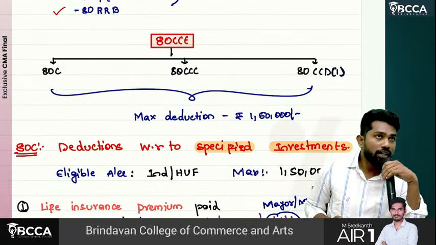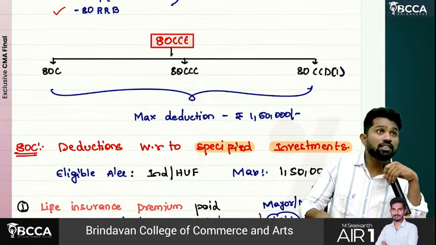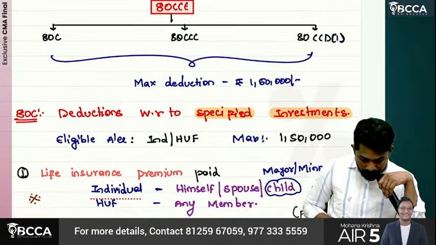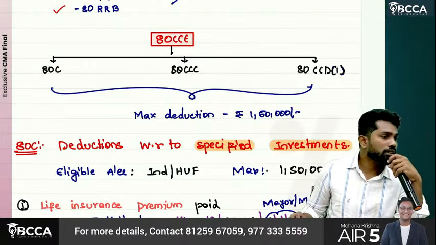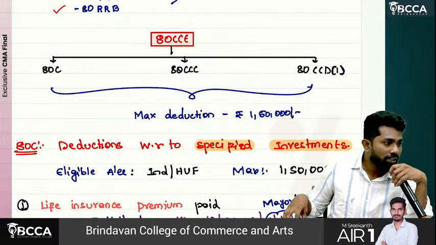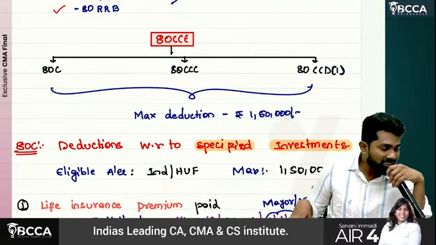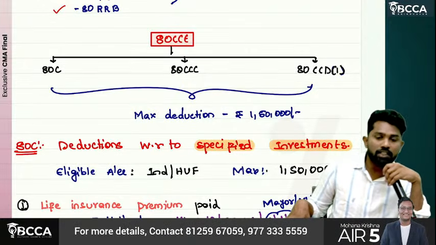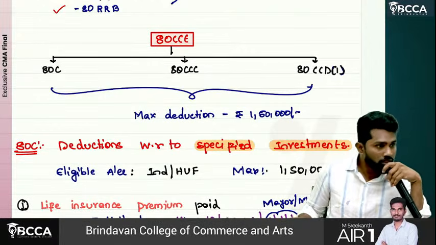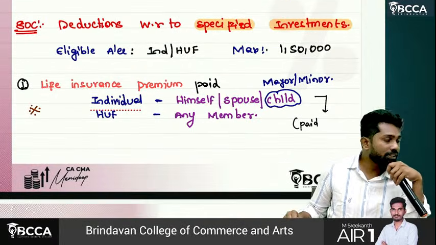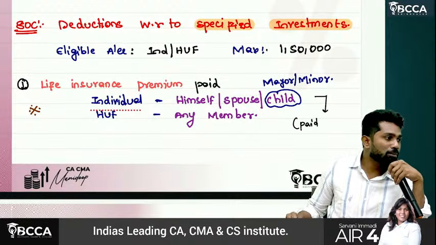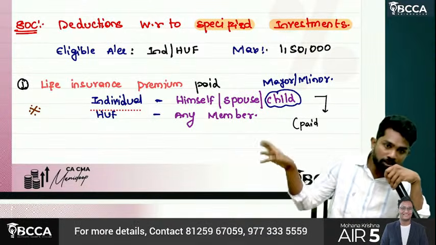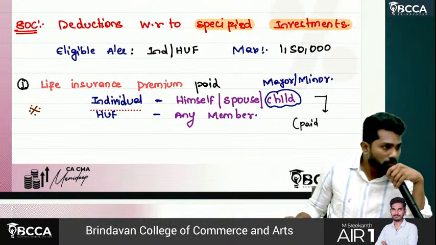Then 80CCE. What does 80CCE say, sir? 80CCE gives the overall deduction applicable under 80C, 80CCC and 80CCD subsection 1. So what is the maximum deduction that can be claimed under all these three sections together? 1,50,000. Then we have discussed the deductions that are available under 80C. 80C is eligible for individual and HUF. The maximum deduction under total 80C could be 1,50,000.